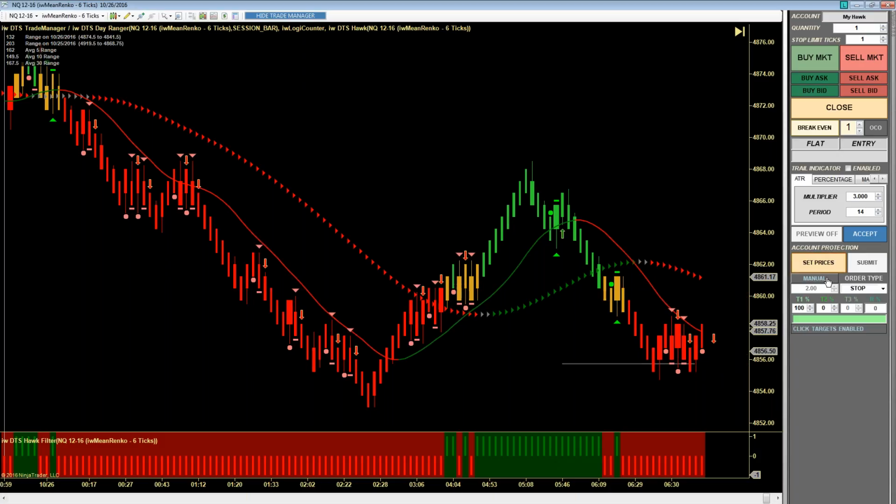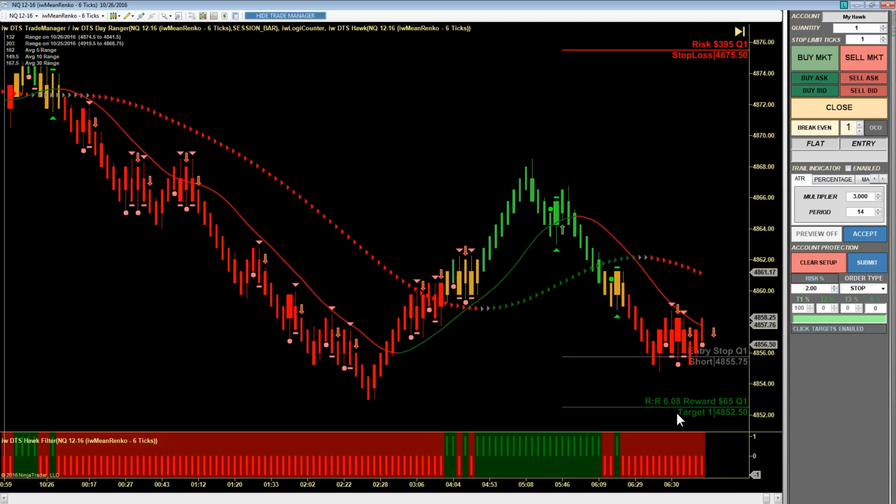My risk, remember, I'm in percent mode. My risk does not change. It doesn't matter whether I place my stop right here or whether I place my stop up here. My risk does not change. What has changed? The probability of a successful trade has changed.